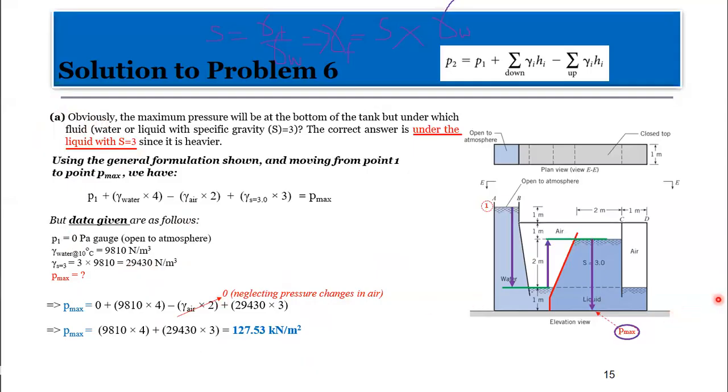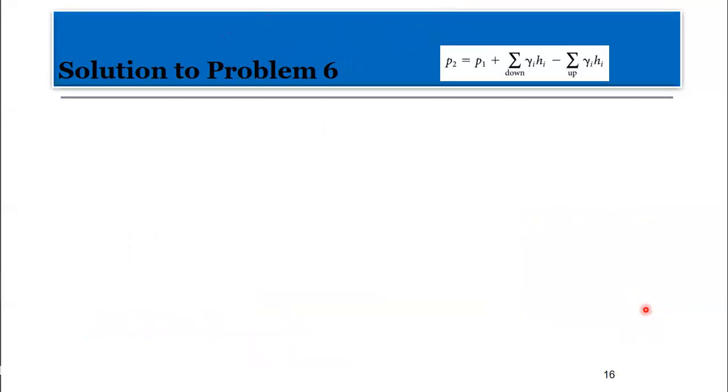And the maximum pressure is going to occur where? The maximum pressure will occur under the liquid with specific gravity S equals 3, this part. It can be here, it can be here, not necessarily at this point. It can be any point under that. Thank you. So now we are left with part C of the problem.